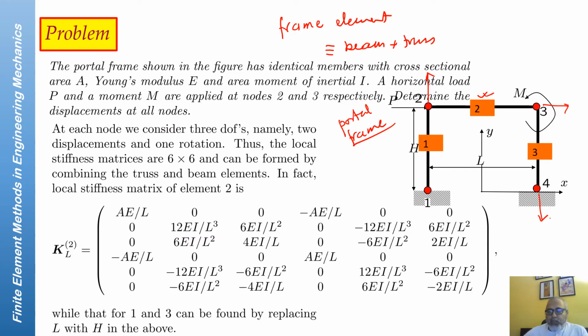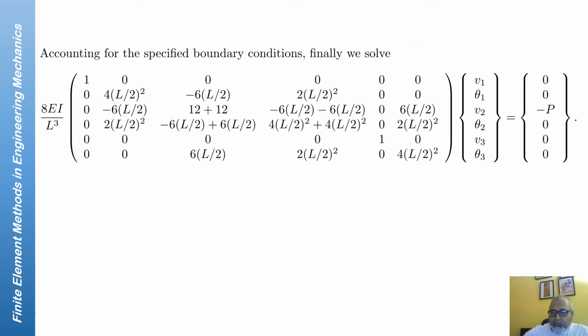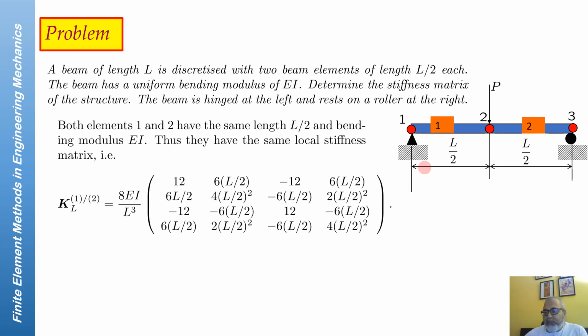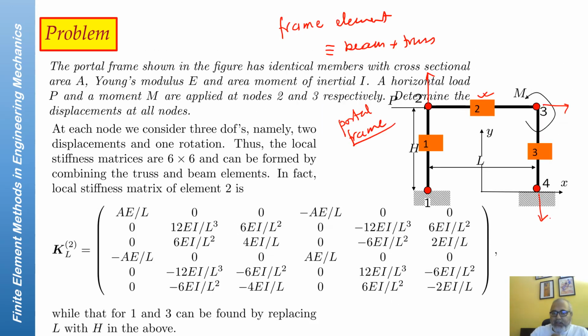Now, in the previous problem, both these elements were already oriented in the same direction. So the local stiffness directions are same as the global ones. So we did not have to rotate the coordinates. But in this case, these two elements are vertical and this one is horizontal. So this one's axis is located along the global axis, but these are rotated.